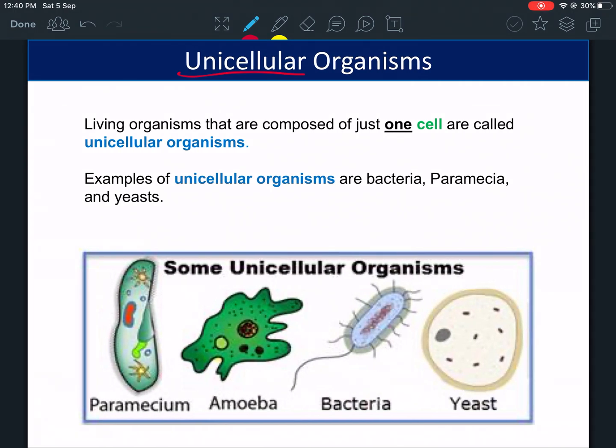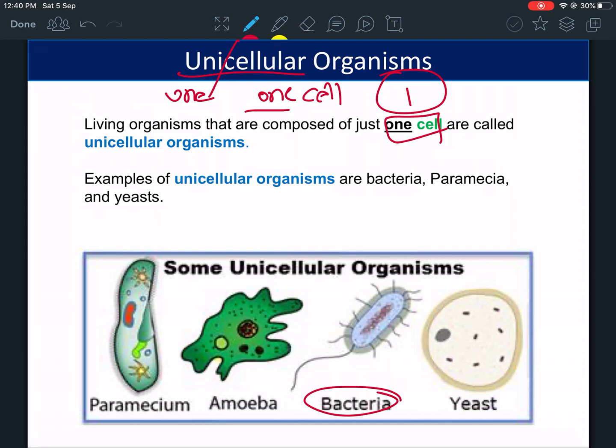Okay? So what is the difference between these two? Uni comes from the word one. So unicellular means one cell. Only one. Some living organisms are composed of just one cell. I know you'll be like, oh, how is a living thing one cell? It's very small. It's like bacteria. You can't see it. Bacteria is made up of one cell. It's a unicellular organism. Paramecium, amoeba, yeast. These are all unicellular organisms.